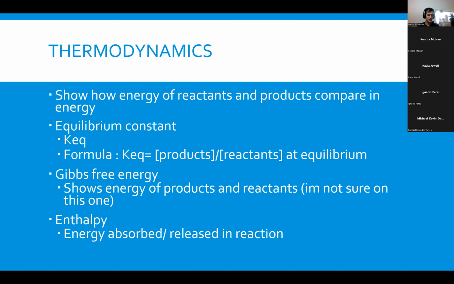Gibbs free energy is defined as something kind of silly: the free energy associated with the reaction, which, I don't know, doesn't make much sense, but that is the definition. Enthalpy. When you hear the word enthalpy, I want you thinking heat. It's just the heat associated with the reaction. It can be exo or endothermic. If delta H is negative, it will be exothermic. If it is positive, it will be endothermic.